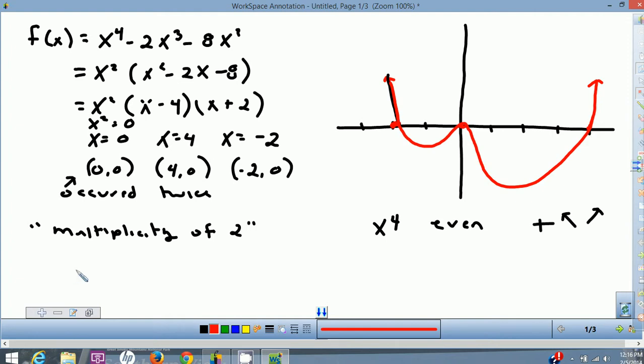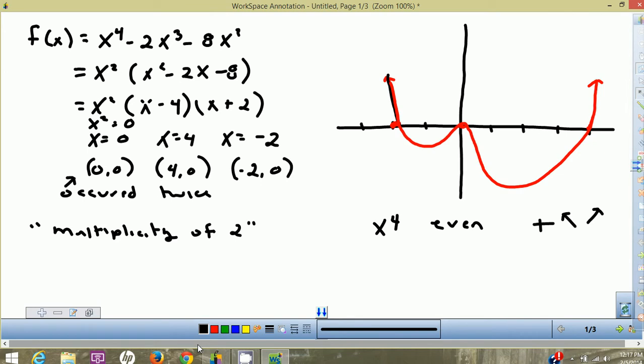This multiplicity of 2 here, the fact that I had x squared equal to 0, which means x equals 0, x equals 0, occurred twice in my function, gave me a multiplicity of 2 and caused a bounce right here in this function. If you have a factor that occurs an even number of times, so twice, 4 times, 6 times, it's going to cause a bounce. Now, it doesn't work that way if it occurs 3 times.